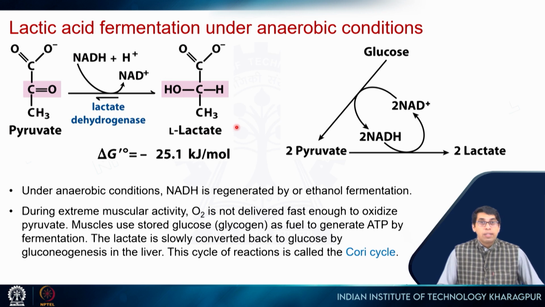So why is this needed? The reason this is needed is that in glycolysis, this is glucose and 2 pyruvate molecules are formed, it uses up 2 molecules of NAD to form 2 molecules of NADH. Now, NAD and NADH are not abundant, they have limited supply.